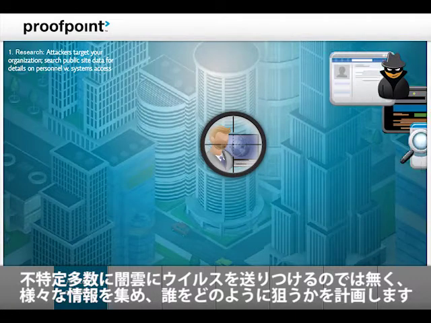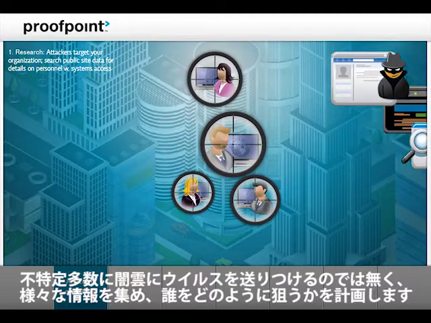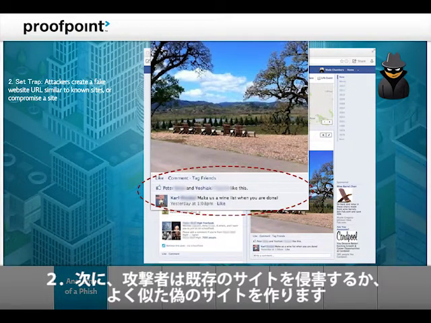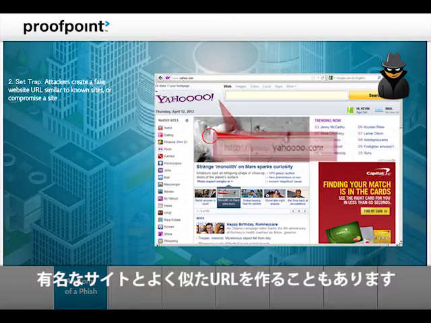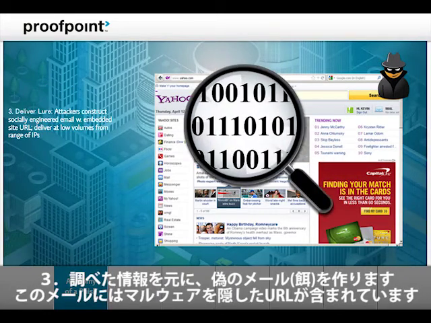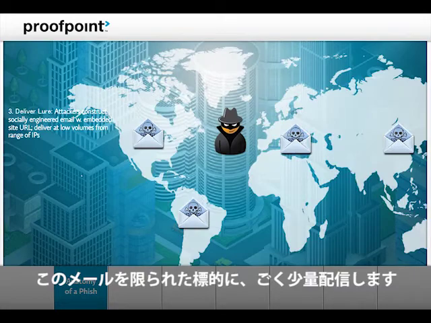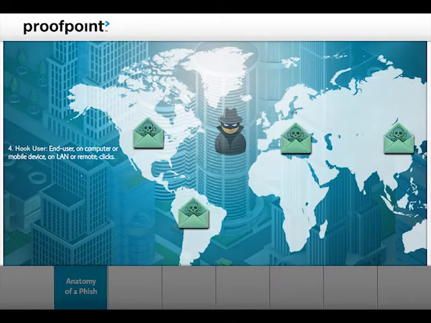The attacker does research. They use public data to figure out who your key staff are and how to reach them. Then, attackers either compromise an existing known website or set up a similar fake site so that they control a destination URL. Having that base site and knowing the right information about their targets, attackers then construct a socially engineered email and deliver just a few from different places, different IP addresses worldwide.